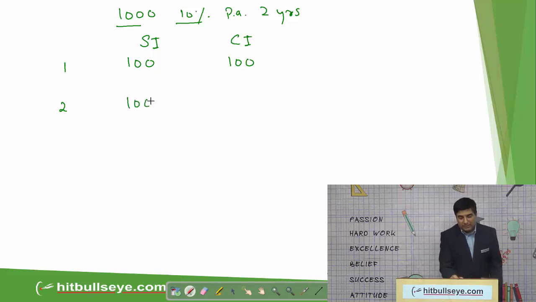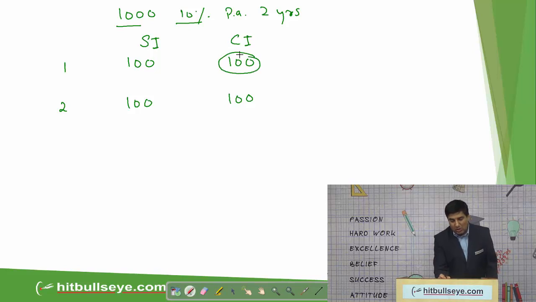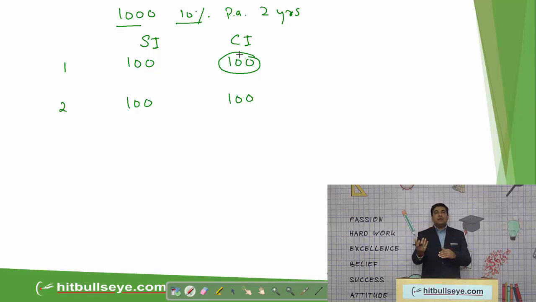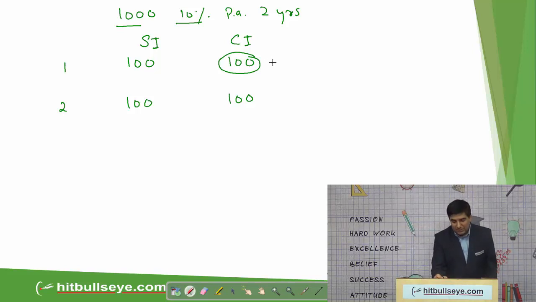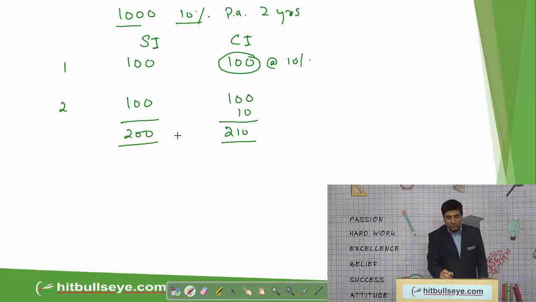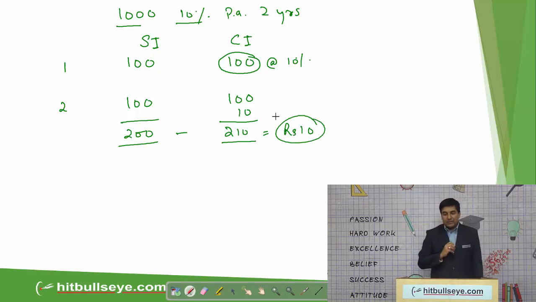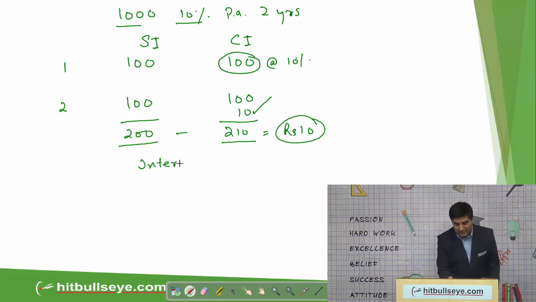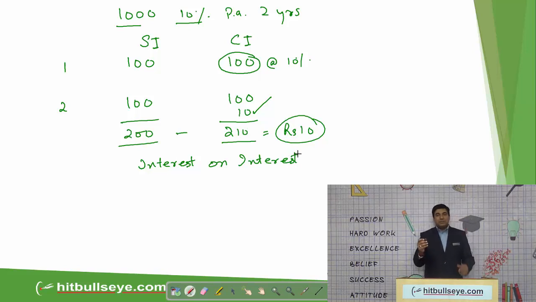In the second year, simple interest gets 100 again. Compound interest gets 100 plus the interest on the previous rupees 100, which gets added to the principal to gain interest at 10%, which is rupees 10. So we have total interest in compound interest as 210 and simple interest as 200. So the difference is rupees 10. This rupees 10, people, is what was calculated as interest on interest. So finally we got the concept that the difference between simple interest and compound interest for 2 years happens to be interest on interest.